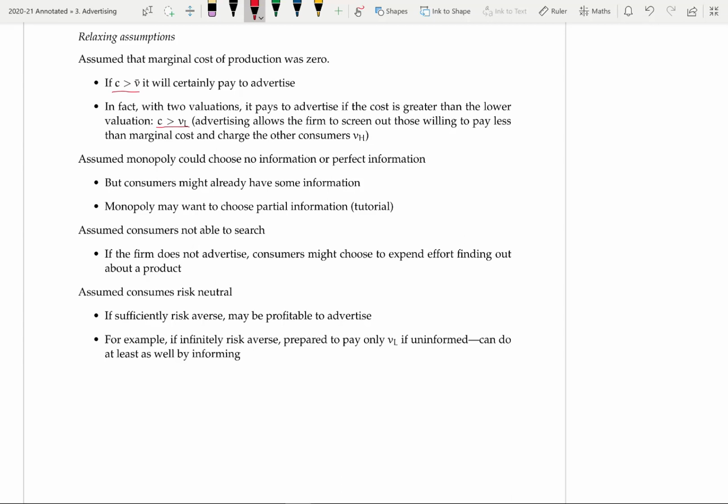Finally, we assume that consumers are risk neutral, so they were willing to pay their expected valuation. But if consumers are risk averse, then their willingness to pay will be less than their expected valuation. And so if consumers are sufficiently risk averse, their willingness to pay is sufficiently lower than the expected valuation, it may be profitable for the firm to advertise. In the extreme case where consumers are infinitely risk averse, so essentially they assume the worst, that they're only willing to pay VL, then the firm can always do at least as well by informing as by not informing.